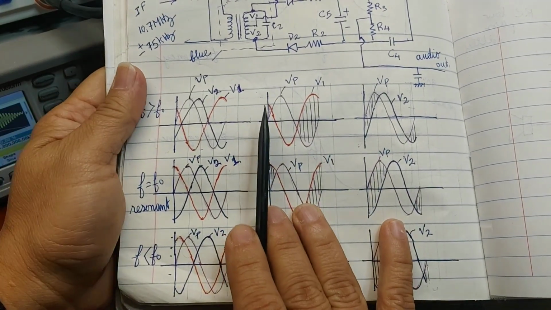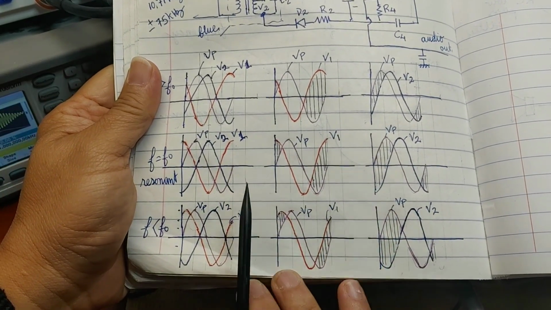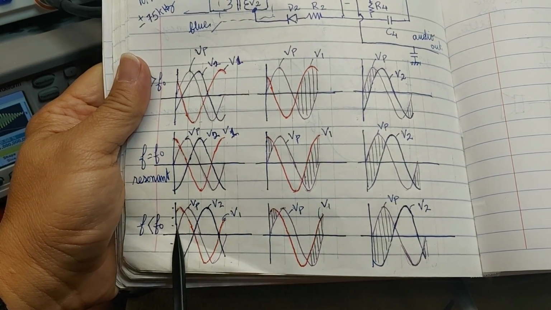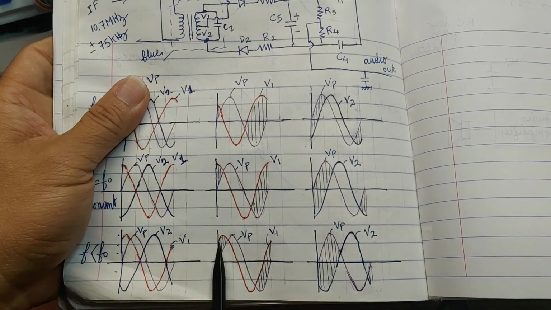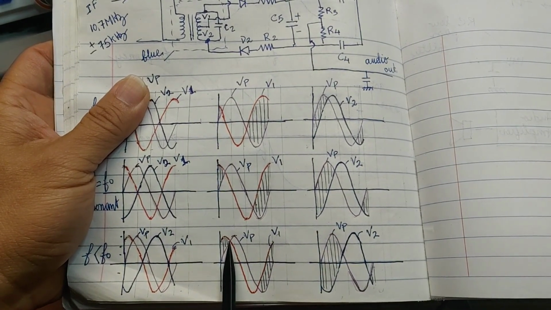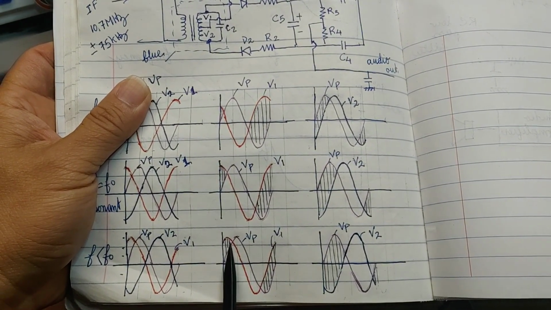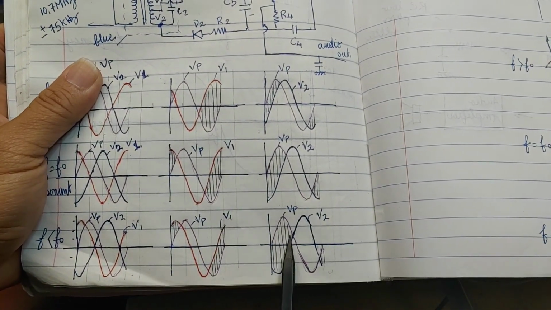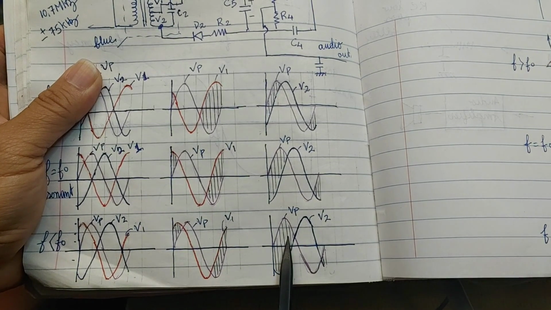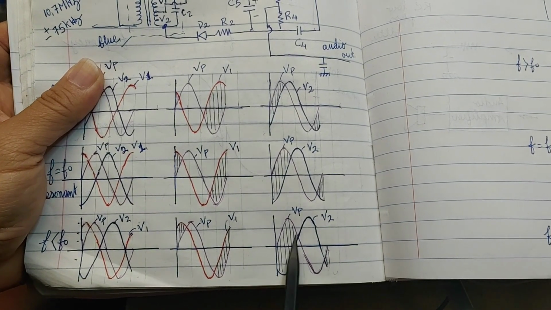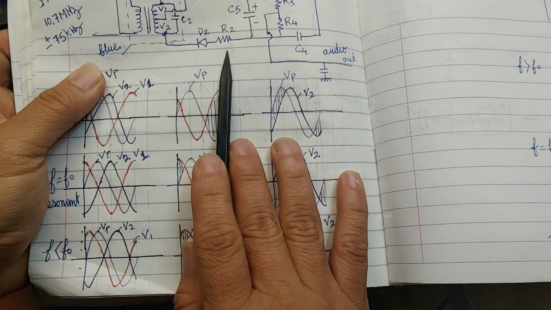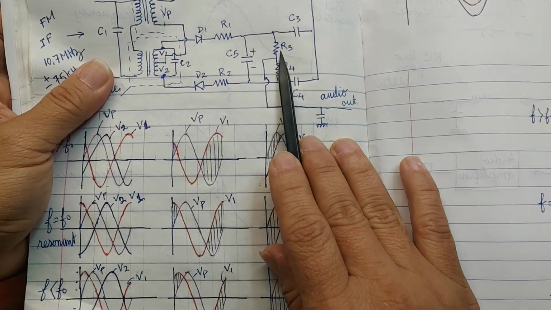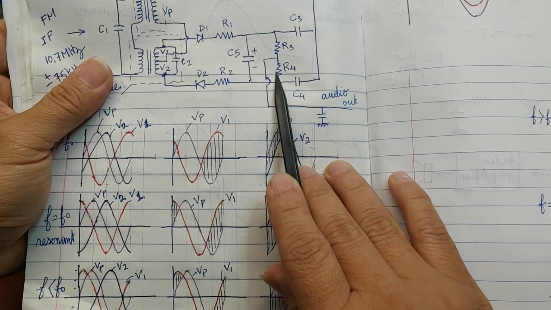When the frequency is below the resonant frequency, V1 and V2 shift to the right, and the VP is still constant. This section here is the amount of current that the D1 conducts, and this section here is the amount of current that the D2 conducts. And you see here, there's more current passed to the D2 than the D1, and that brings the voltage at this middle point down. The voltage here is decreased.